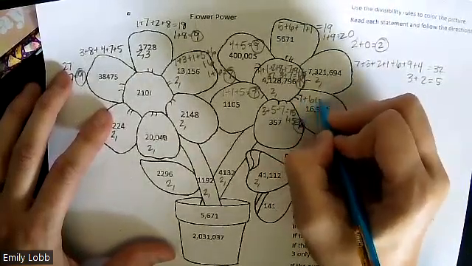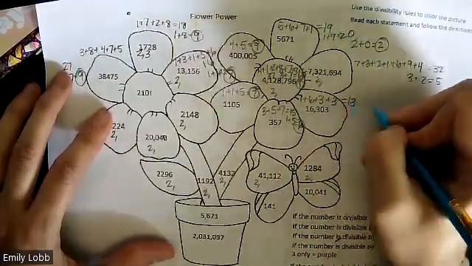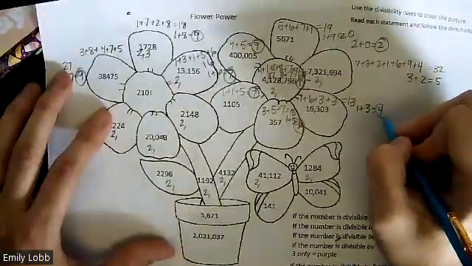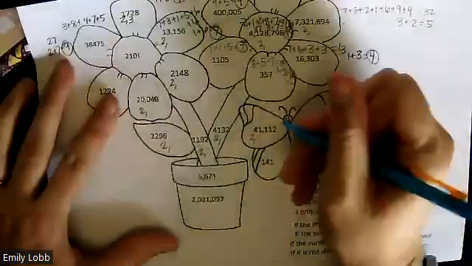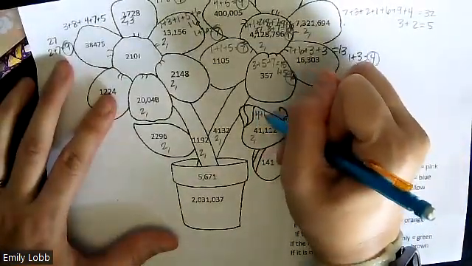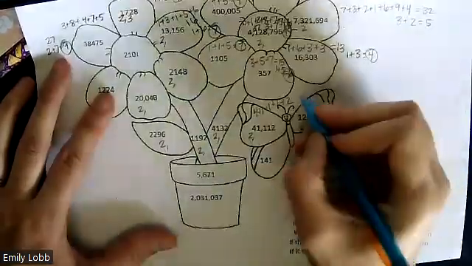1 plus 6 plus 3 plus 3. This is 13. 1 plus 3 equals 4. 4 plus 1 plus 1 plus 1 plus 2.